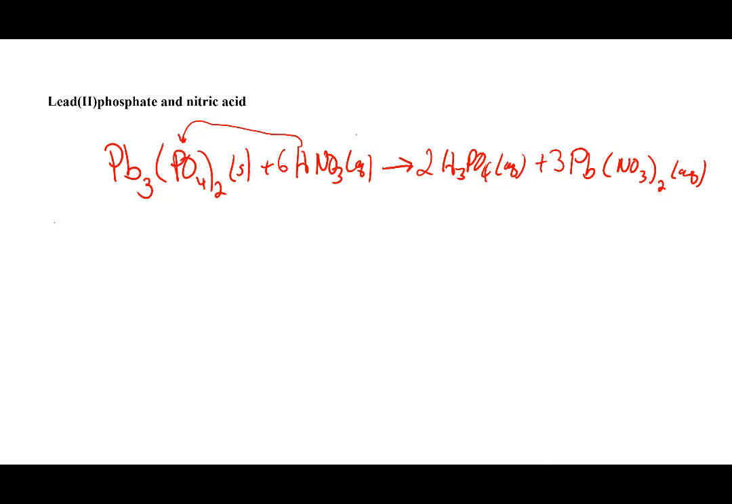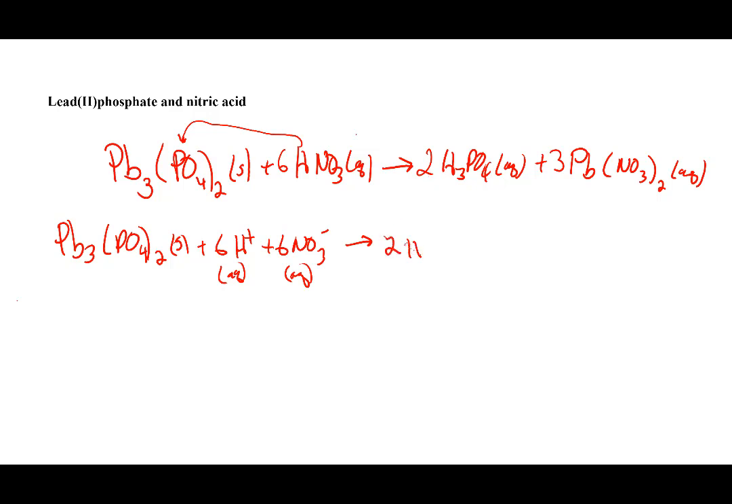nitric acids. So Pb3(PO4)2 solid, plus 6 H+ 6 NO3-. That's broken up because nitric acid's a strong acid. It's soluble because it's an acid. That goes to make 2 H3PO4s. That is written together because it's a weak acid. Weak acids exist in solution without giving up their hydrogens. That leaves us with 3 lead ions. Those are 2+ each, plus 6 nitrate ions.